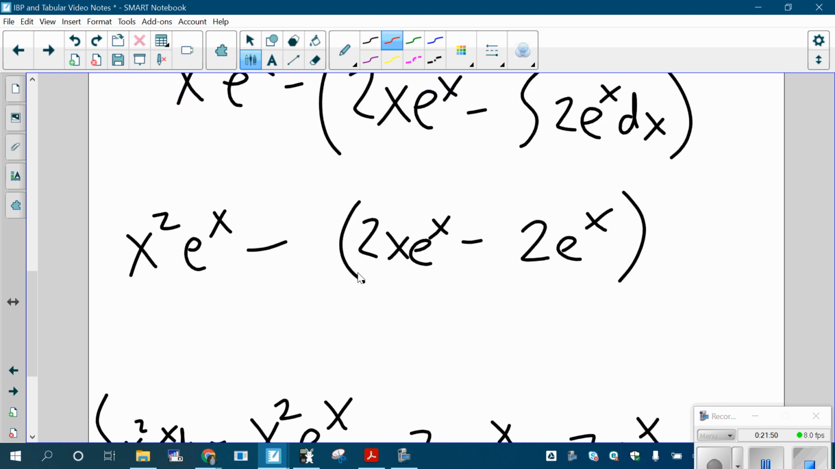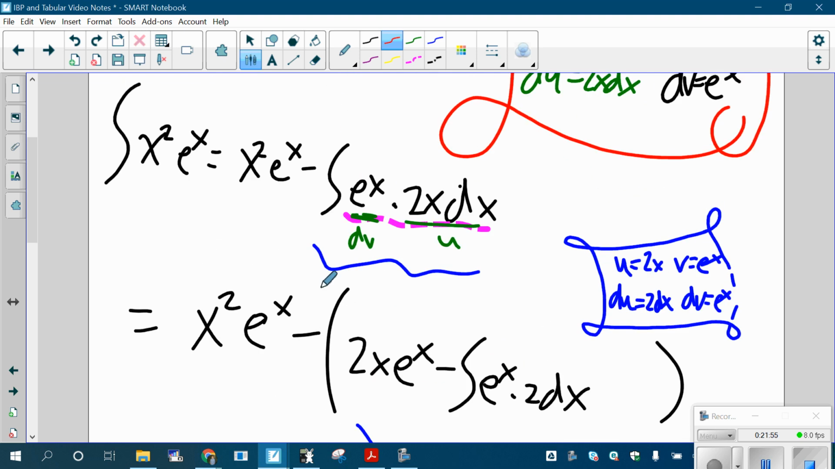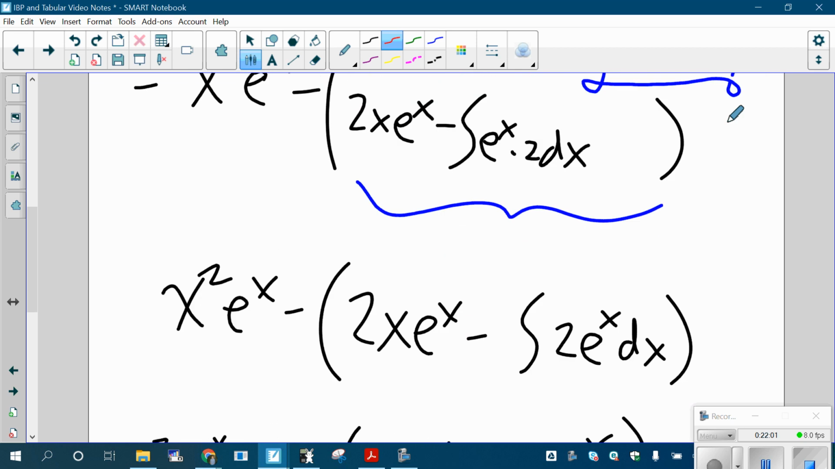But what was different about this problem? We had to do integration by parts within integration by parts. Our integration by parts formula, the integral in it, still required integration by parts again. That's why we had to do it twice.